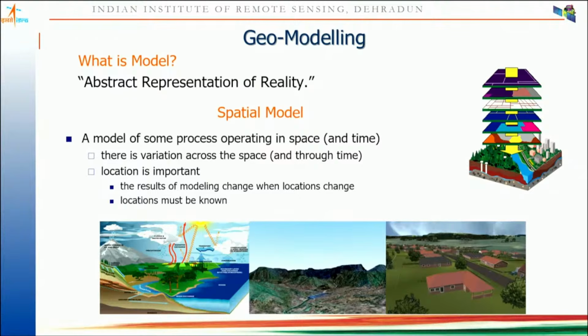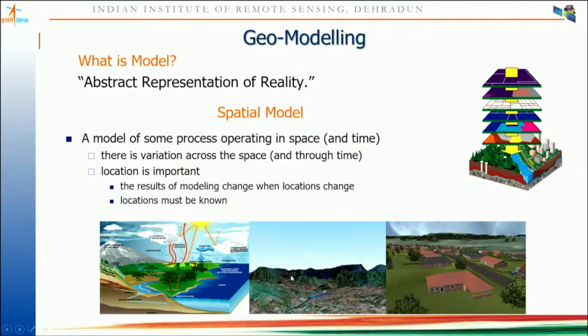But in the case of geomodeling, the spatial model is basically a model of some process or operation in space and time. There is a variation across space and through time. Location is important here. The result of modeling changes when location changes, and location must be known. When I say geomodeling, these are location specific models. The data model is a totally different issue. Here you are developing location specific models.